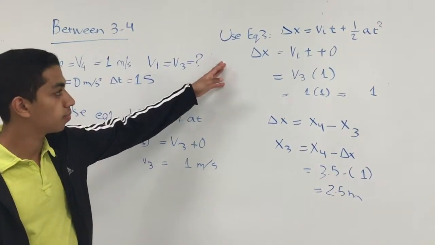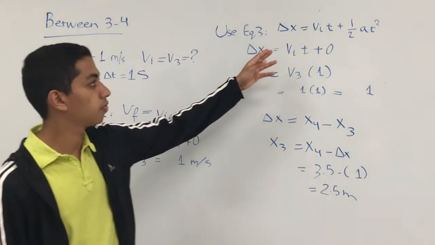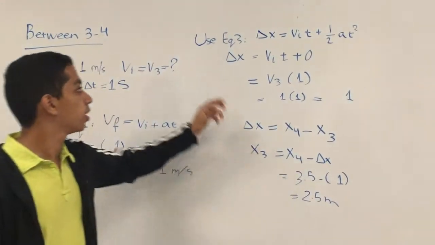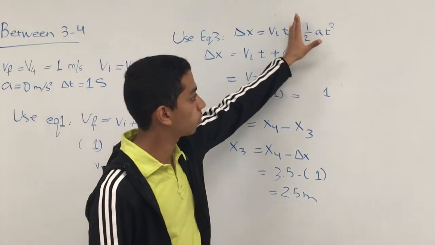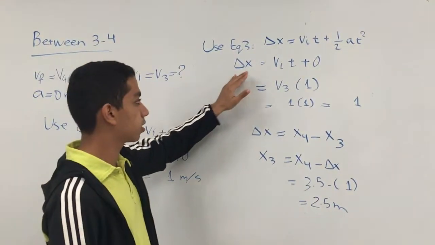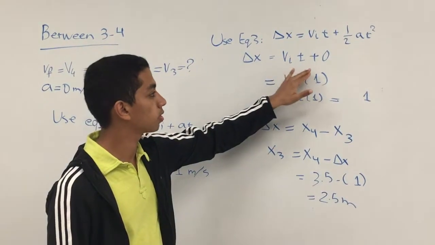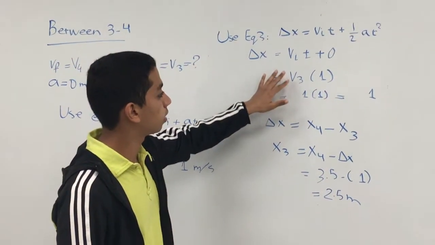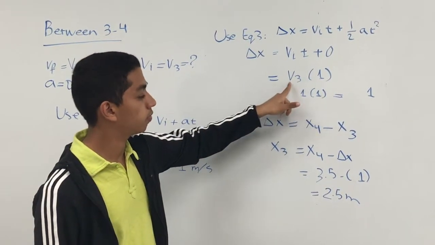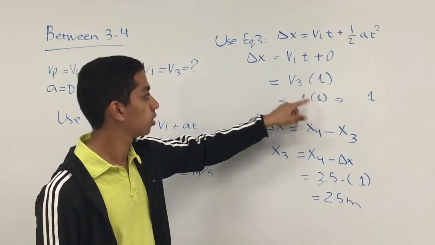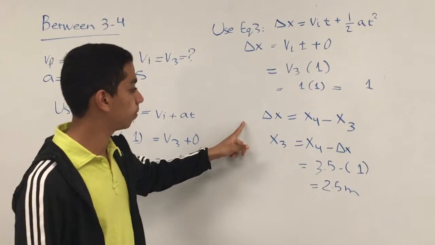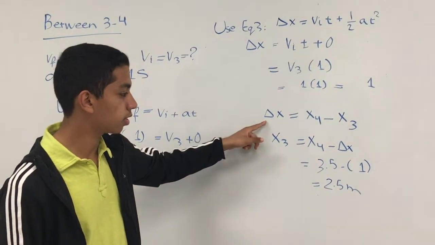Now using equation number 3, which is delta x equals Vi times t plus half acceleration t squared. This part will go away since acceleration is 0, as we see here. So delta x equals Vi t plus 0. Vi is V3 in this case, so V3 equals 1 and the time equals 1. So delta x will equal 1 meter.